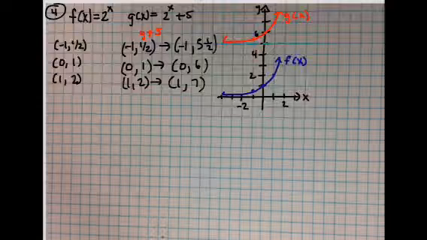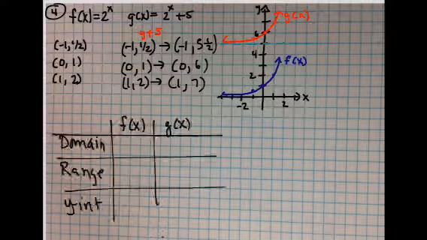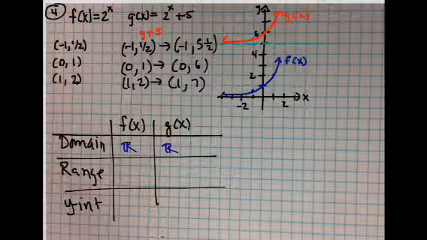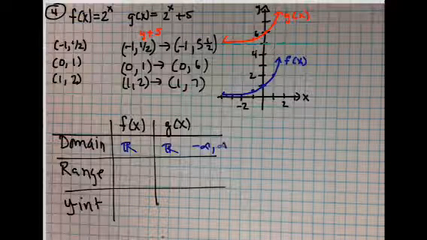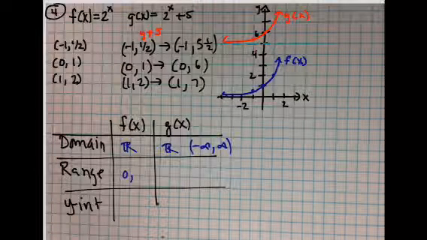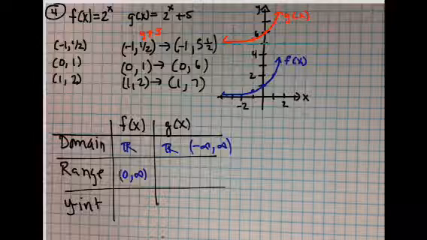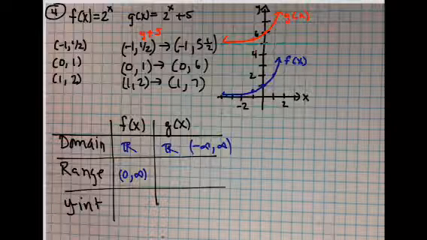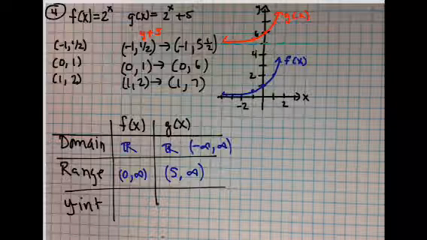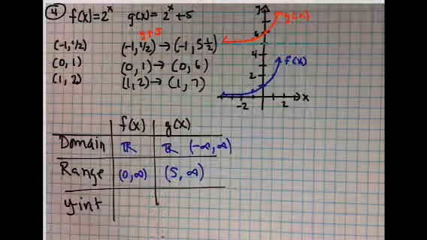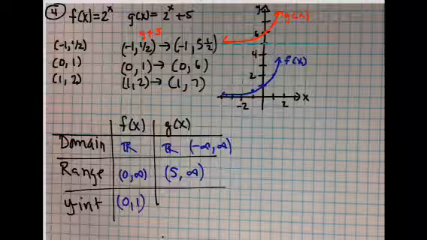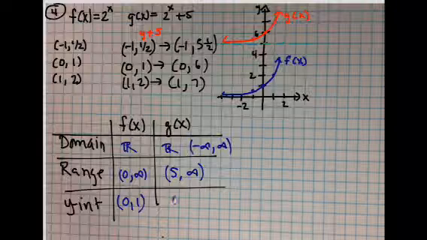Okay, so now we're going to do the domain, range, and y-intercept. So the domain is always going to be all reals. Okay, I've been writing it with the R, but you could also write it like this. The range for the first one is everything greater than 0. The range for g of x is everything greater than 5. Okay, because that's what the k value is. The y-intercept for the first one is 0, 1. And the y-intercept for g of x is 0, 6.